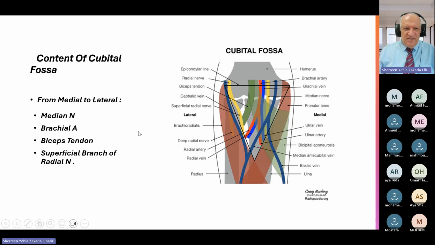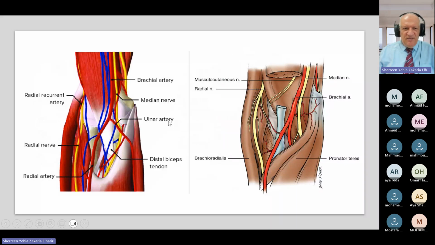Not inserted in the brachial artery. You can insert it in the medial cubital vein. So this is just the anatomy again. You can see the nerve is here.